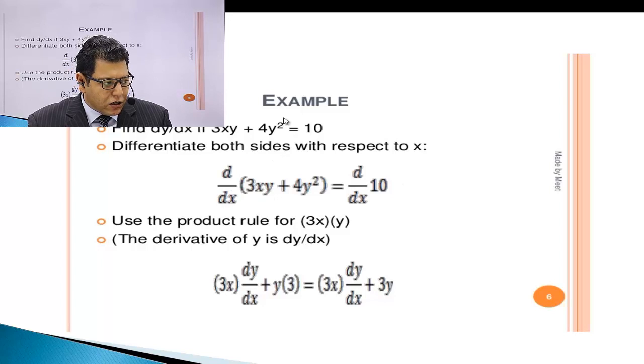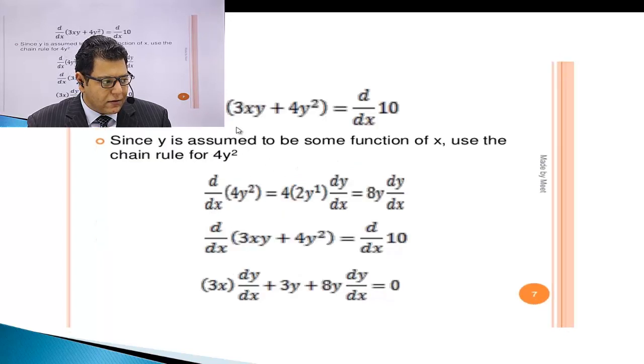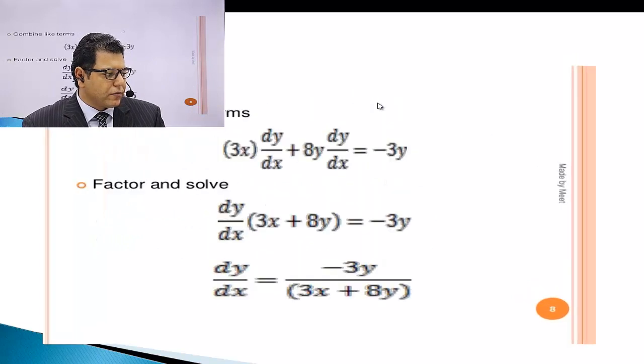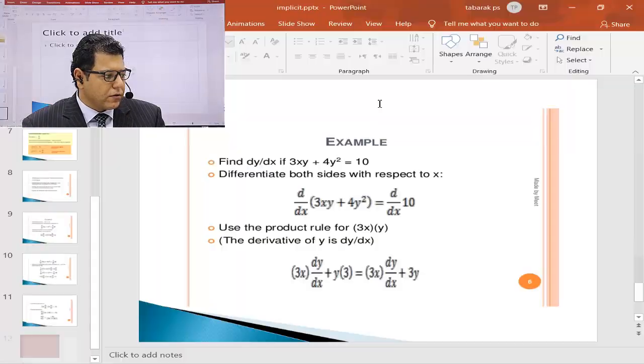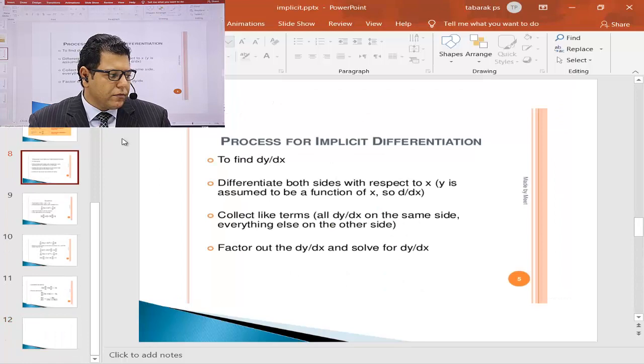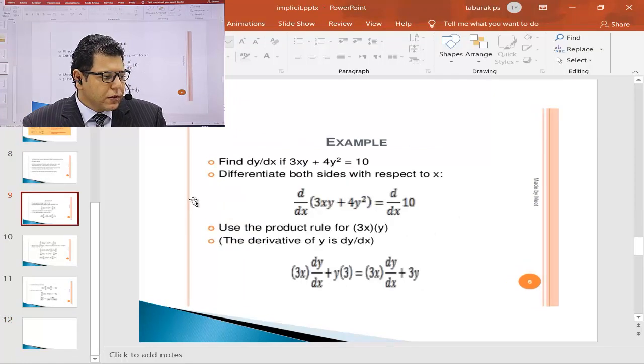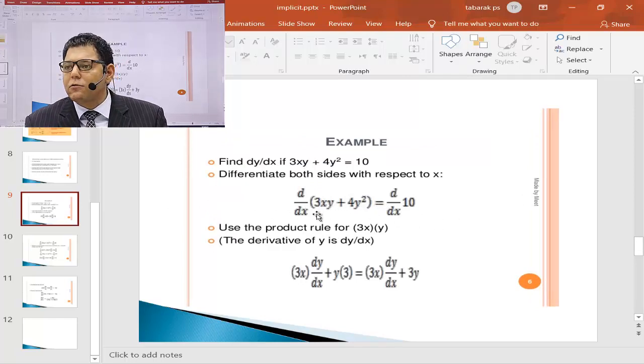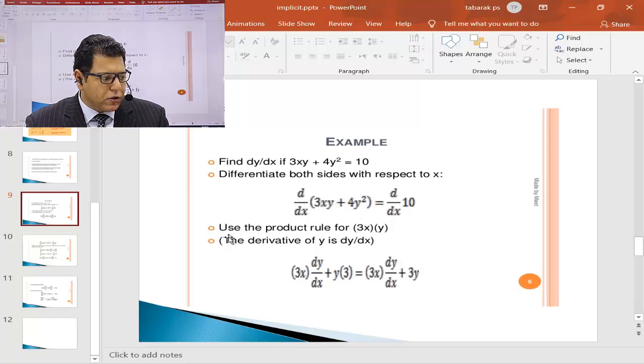So I will differentiate all this side and the other side, which is 10. The derivative of 3xy plus 4y squared: in the first term here, I have the product rule. So use the product rule for 3x times y. The derivative of y is dy over dx.